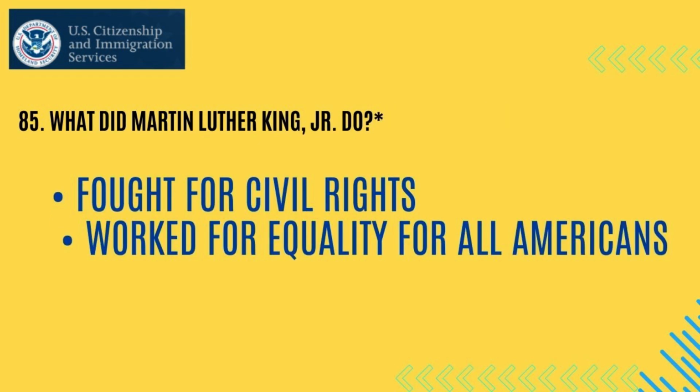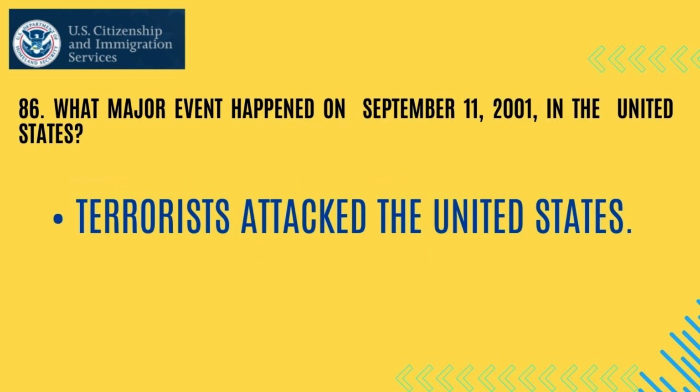85. What did Martin Luther King, Jr. do? Fought for civil rights. Worked for equality for all Americans. 86. What major event happened on September 11, 2001, in the United States? Terrorists attacked the United States.